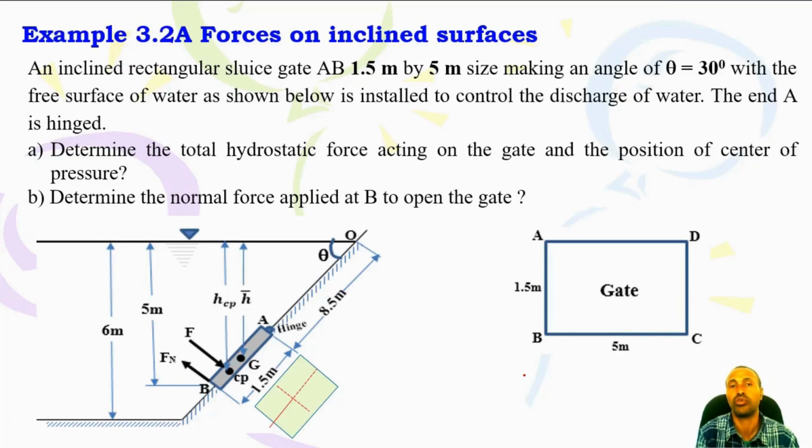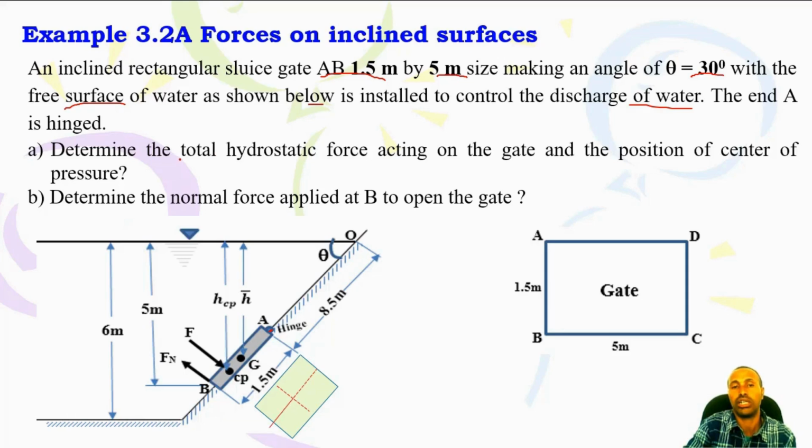The second problem is forces on inclined surfaces. Surfaces may be inclined, horizontal or vertical. An inclined rectangular gate AB, 1.5 by 5 meter in size, is making an angle theta of 30 degrees with a free surface of water, as shown below, and is installed to control the discharge of water. The end A is hinged. So end A is hinged at this point. So this is the gate.